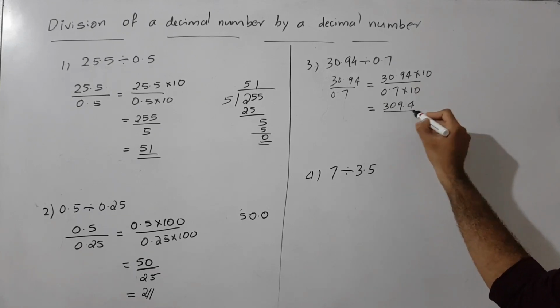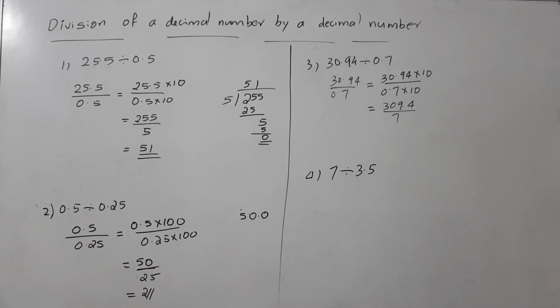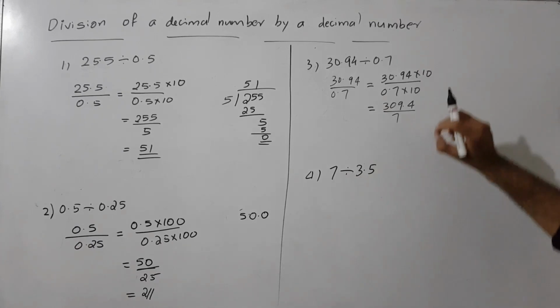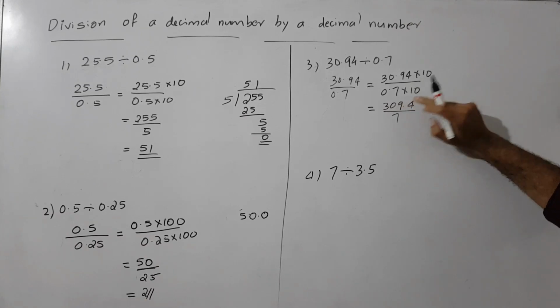309.4 divided by 7. Here the numerator is a decimal number and the denominator is a proper number, so it is possible to divide. We studied this already, correct? So next step, we do not consider the decimal point. What is the number?